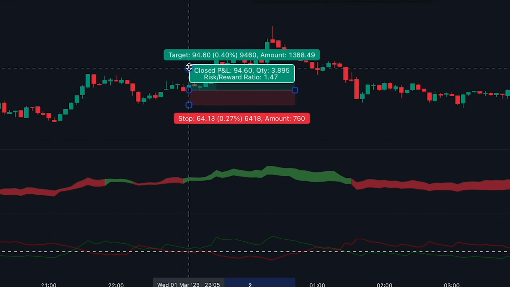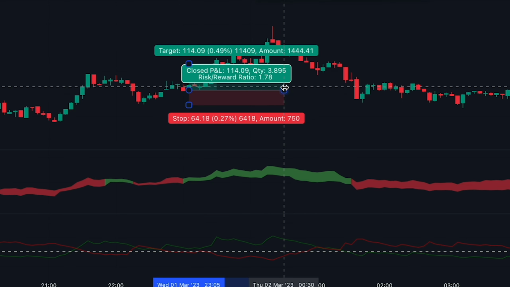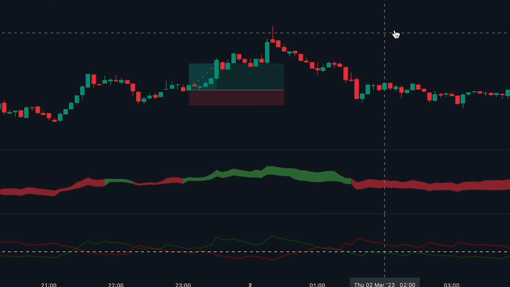We'll set the stop loss at the most recent swing bottom and aim for a 1.5 times risk-to-reward ratio for the take profit. Let's now watch to see how the trade turns out.